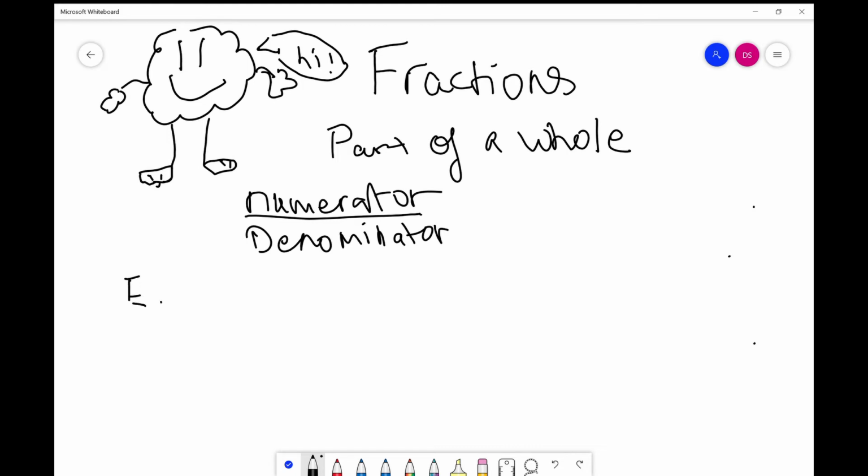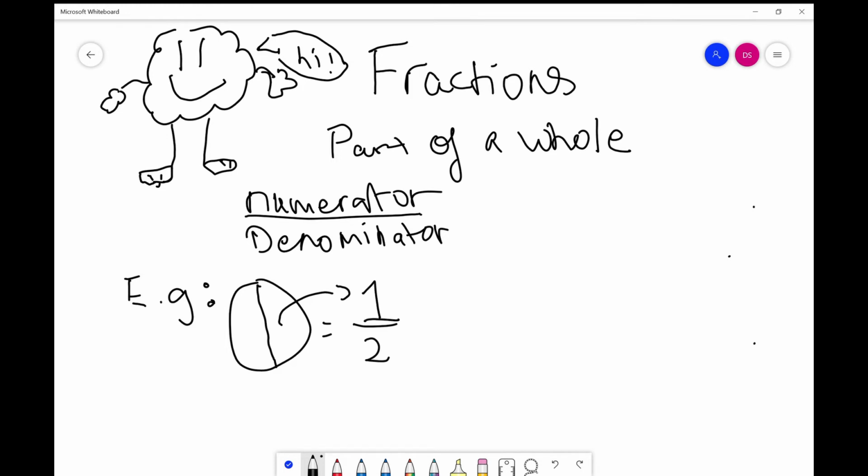Let's look at this pie as our whole number. If we cut it into 2, then our denominator will become 2. If we take one piece of that pie, our numerator will become 1. So our fraction would now be 1 over 2, or 1/2. Now let's cut the pie into 4 parts and take 1.